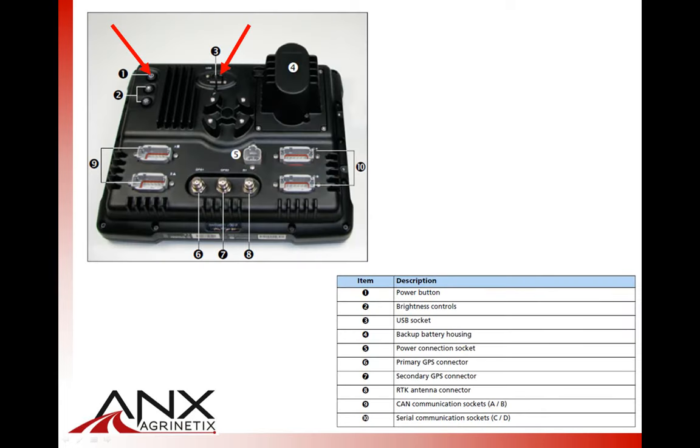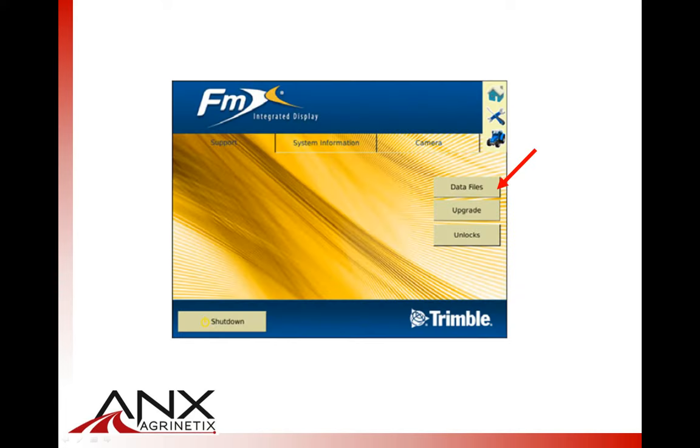Screen overview. This is the back of the screen. Some places to note are the power button. This turns the unit on and off. The USB socket. This is where the USB is inserted if any data is to be uploaded or downloaded. Some other features of the screen are labeled according to the numbers listed above. Take a second to familiarize yourself with the location of some of these features.